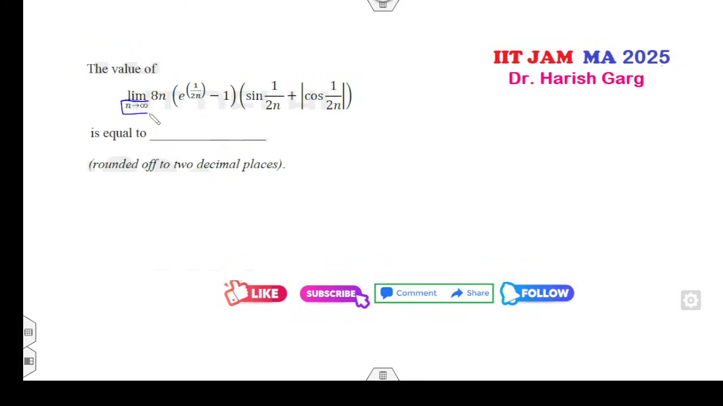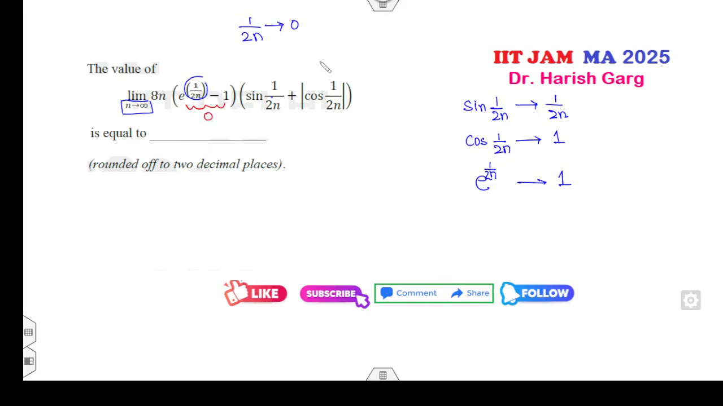Your target is to find the limit as n approaches infinity. 1 over 2n goes to 0, so I can replace sine of 1 over 2n by 1 over 2n. Cos of 1 over 2n again goes to 0, so I can replace it by 1. E raised to power 1 over 2n goes to 1. But clearly, when you take e raised to power 1 over 2n minus 1, this whole quantity will be 0. Fine, so in that case you have to replace the second term.